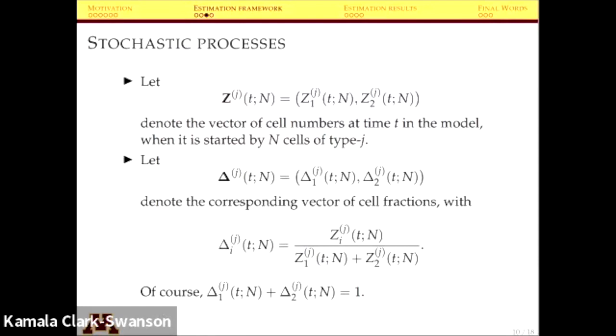Next, we need a little notation. So we're going to let C_J^T(N), this is the vector of cell numbers at time t in the model, when we start with n cells of type J. So C_1^J(t,N), the first coordinate of the vector, this would be the number of type 1 cells at time t. And delta^J(t,N) is the corresponding vector of cell fractions. So delta_1^J(t,N) is the fraction of cells in state 1 at time t.